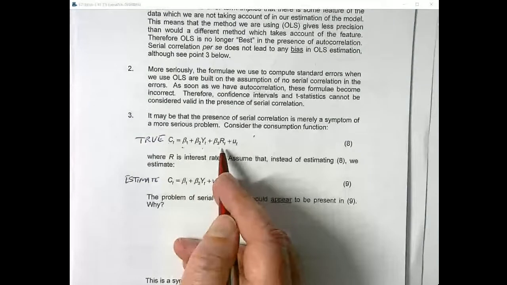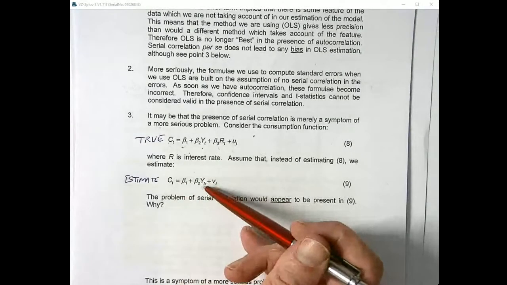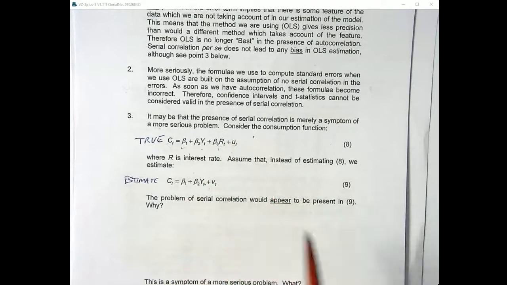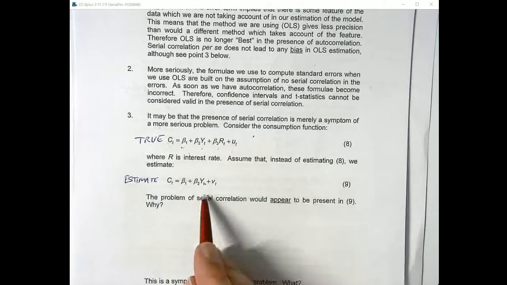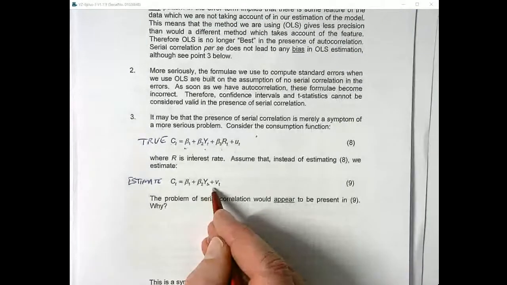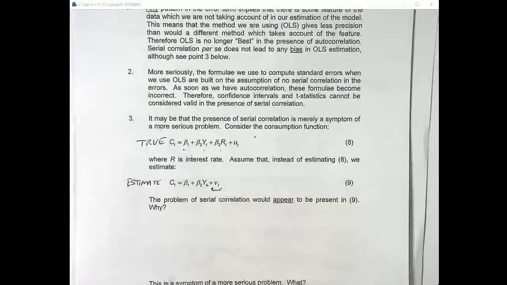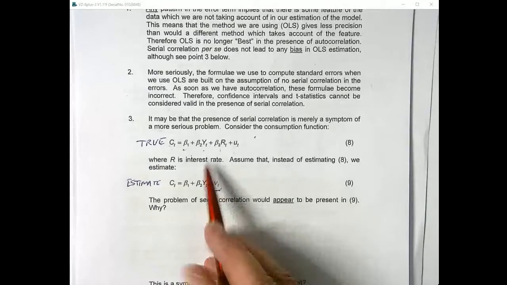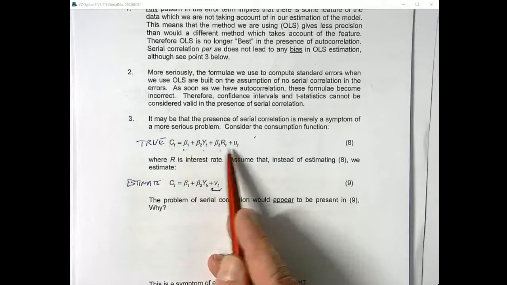And the difference is that in the estimated model, we do not have the interest rate. The interest rate appears in the true model. Why will the problem of serial correlation appear in the model that we estimate? Well, it's because look at the error term in the model that we estimate and ask what is the correspondence between the error term in the model and the true model?